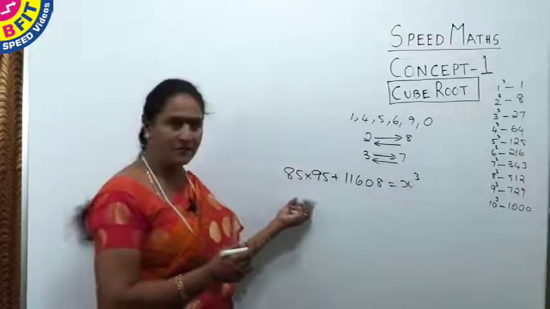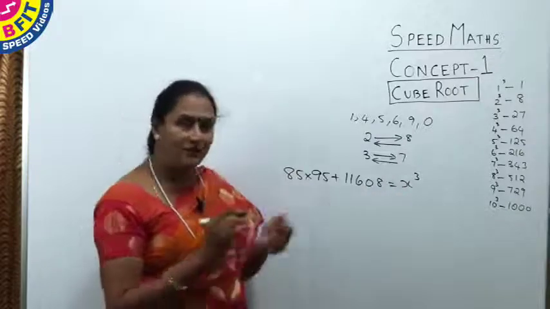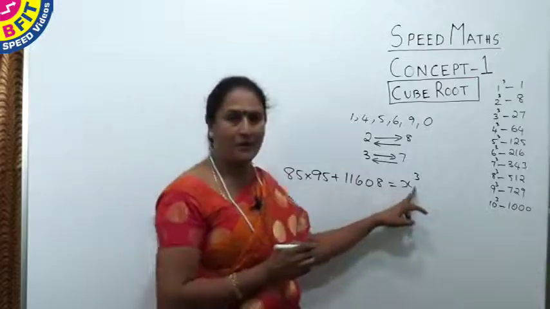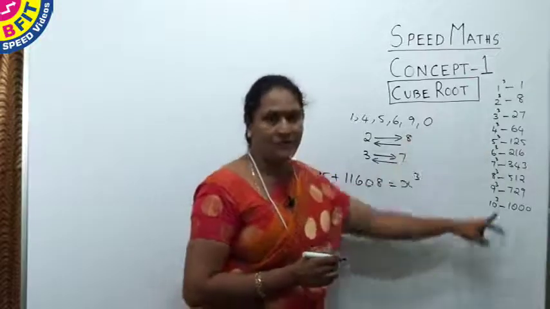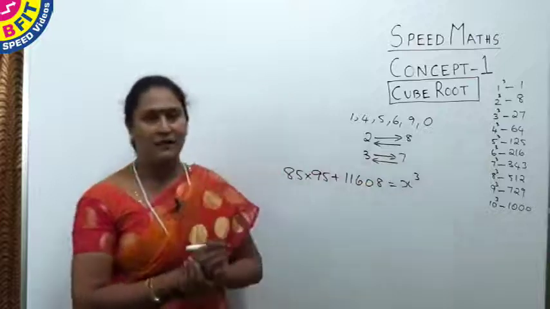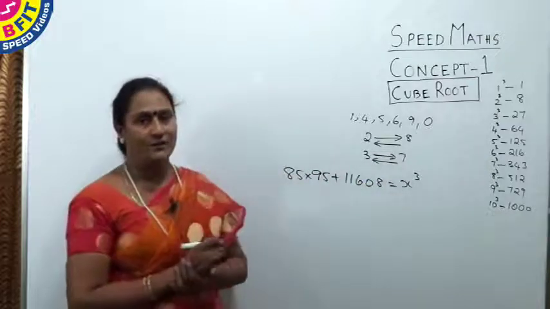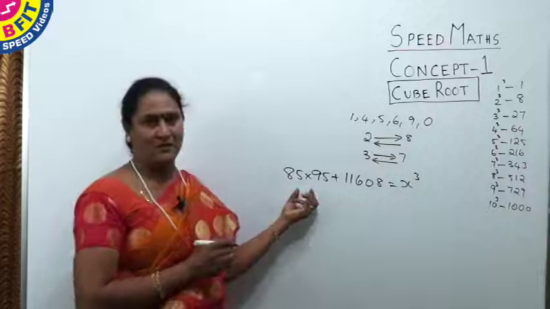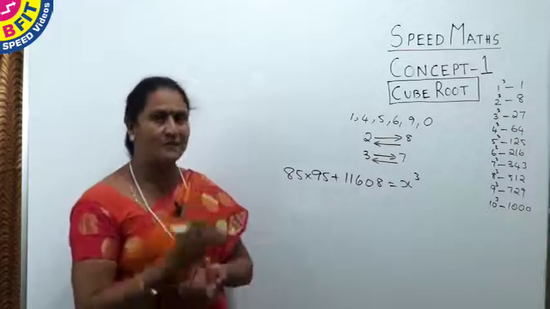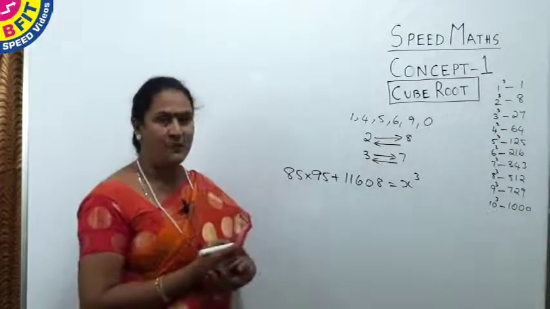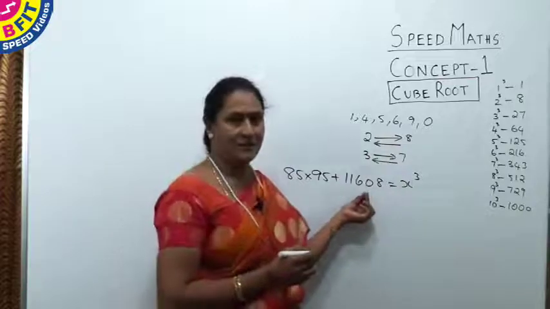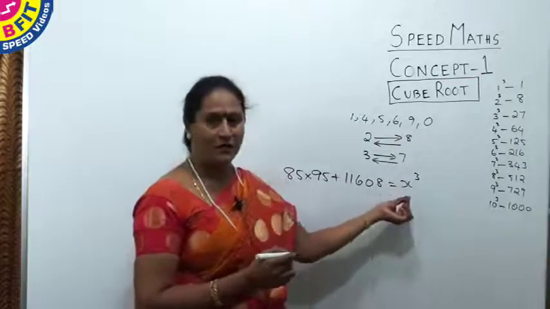So whatever answer you get on the left hand side will be a perfect cube because it is equal to x cube. And now using the same cube root pattern, we can find the value of x. And now how to solve this? First we have to multiply this. We have seen this in board maths concepts earlier. So first the product should be done, then add this number, and then see what the value of x is.